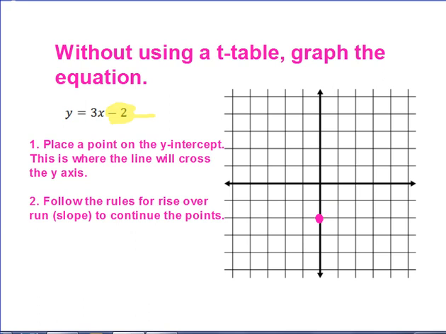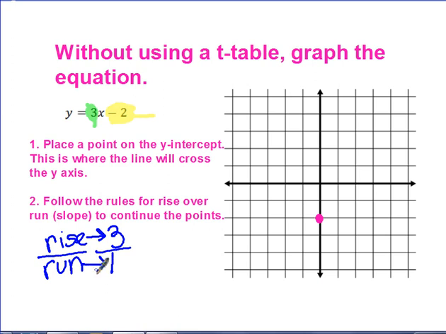Now I'm going to look at the slope. The slope is the number that is multiplying the x. In this case, it's 3. We know that slope is written as rise over run. We practice that with our slope triangles. Well, I know I have 3, but I don't know what's on the bottom. We know that any whole number can always be written as a number over 1. So this is going to be a rise of 3 and a run of 1.